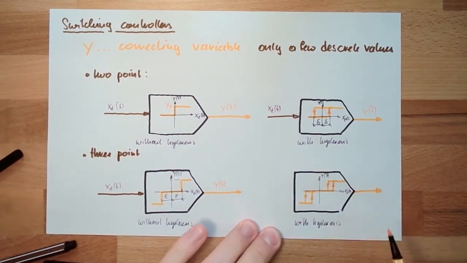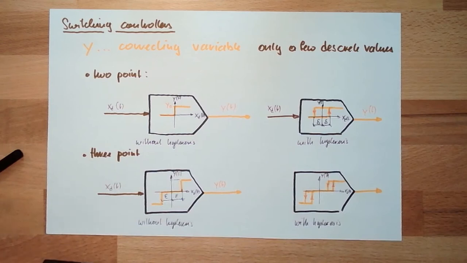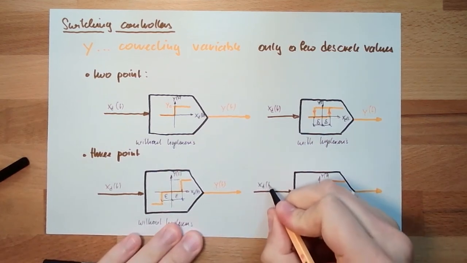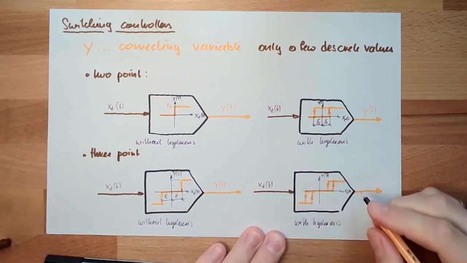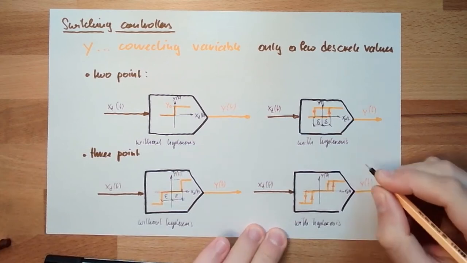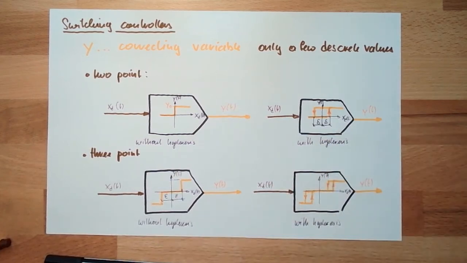Basically, these are the controllers we're going to talk about, or I want to mention as examples, let's say. Now I said, with the switching controllers we cannot use our system theory here. There is no transfer function for this, because simply it's switching and not linear. However, we can use our knowledge about transfer functions to analyze this a little bit.